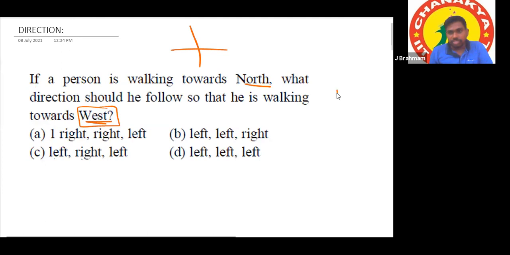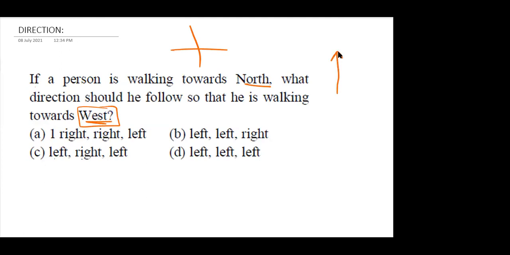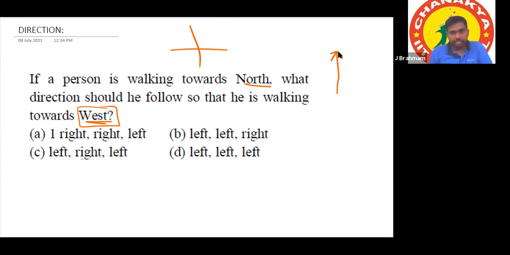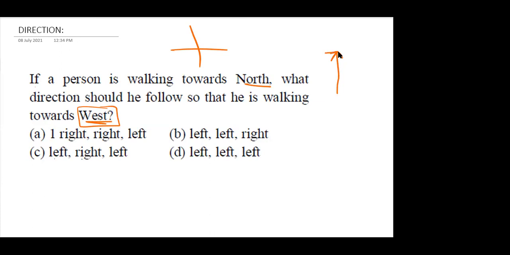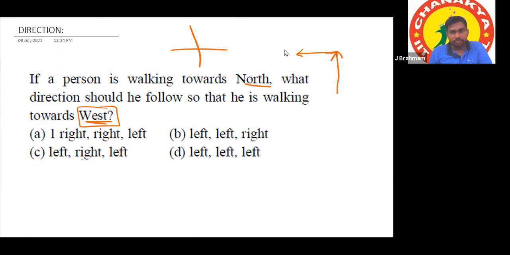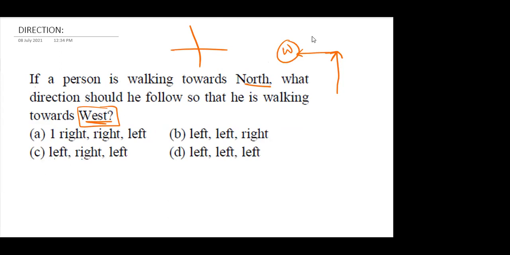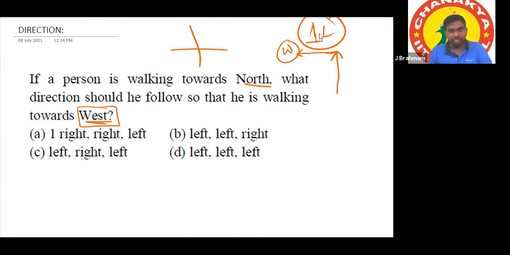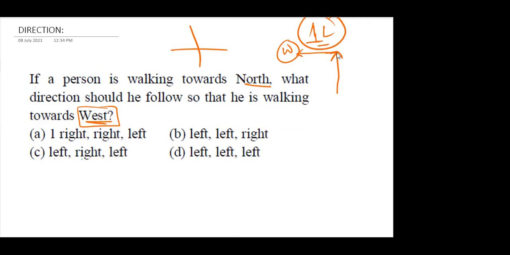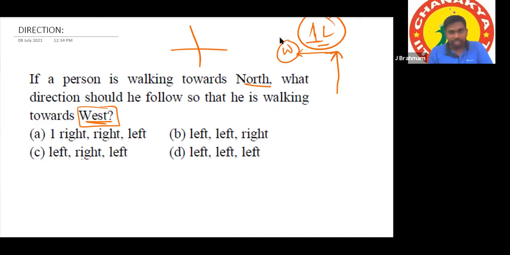Actually, he is moving towards north. He should go towards, tell me. Left. Finally, he should go towards west, right? Yes, sir. So one left is required. Option B is correct. If a person is moving north, simply by taking one left, he will go towards west. So one left is required.